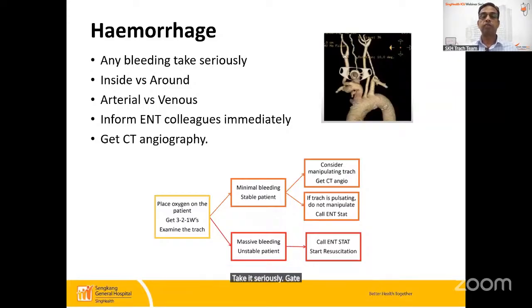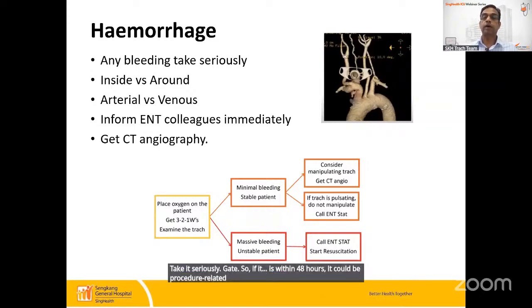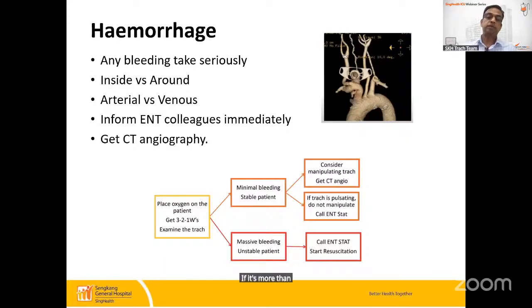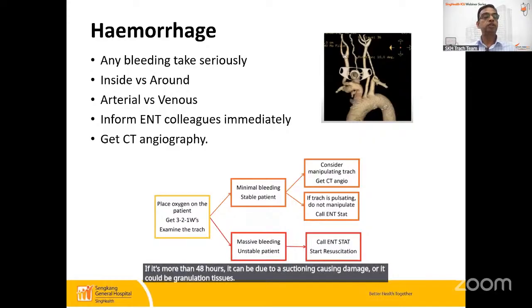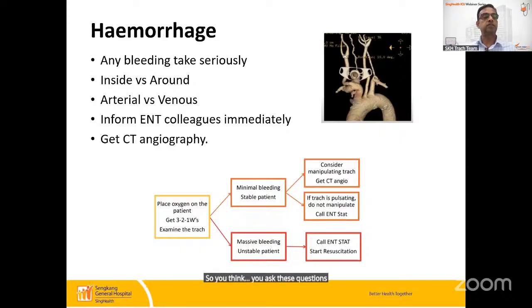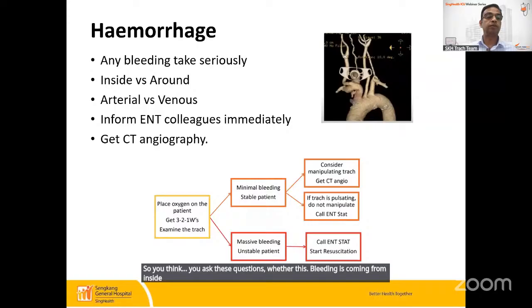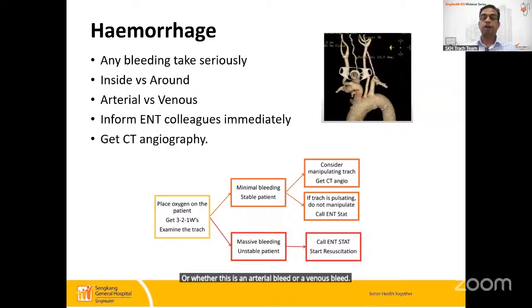Okay, so if it is within 48 hours, it could be procedure related. So we can check the coags and get the proceduralist to help you. If it's more than 48 hours, it can be due to suctioning causing damage, or it could be granulation tissue. So you ask these questions: whether this bleeding is coming from inside or around, and whether this is an arterial bleed or a venous bleed. If it's around, just lift the face plate and look around, see if you can apply some pressure bandage, and check the coag profile of the patient.